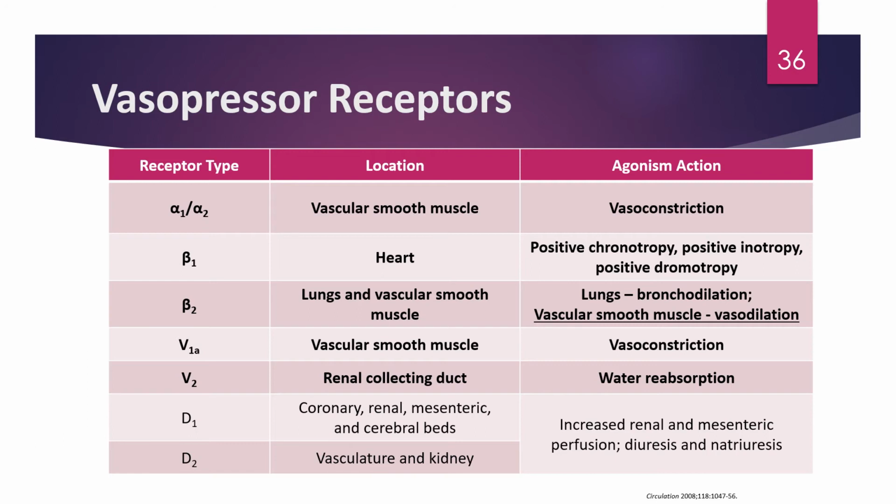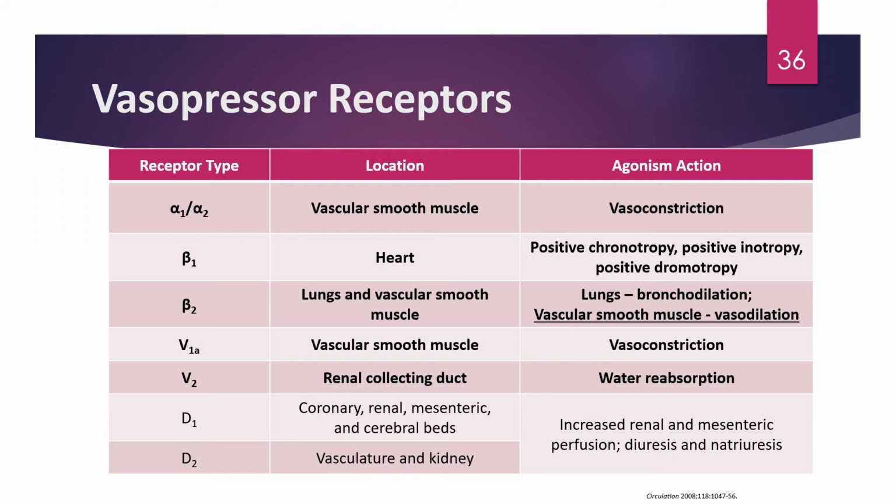With your beta 2s, those are actually found on the lungs and the vascular smooth muscle. So in the lungs, when they are activated, they cause bronchodilation, like you see with your beta 2 agonists like albuterol, salmeterol, etc. And in the vascular smooth muscle, they actually cause vasodilation, which is a little bit the opposite of what you would think, because your alpha receptors cause vasoconstriction. Well, in your periphery, your beta 2s actually cause vasodilation. So that's important to know, because we'll talk about an agent that actually causes an issue with this.